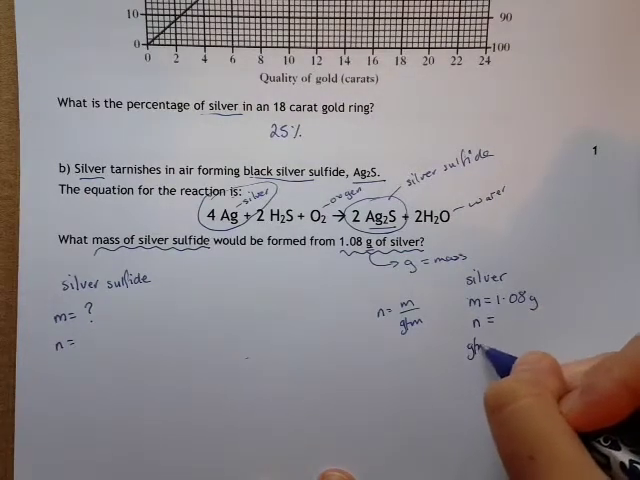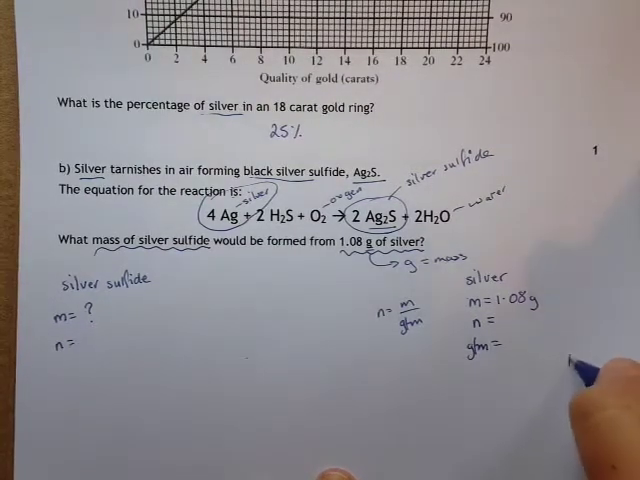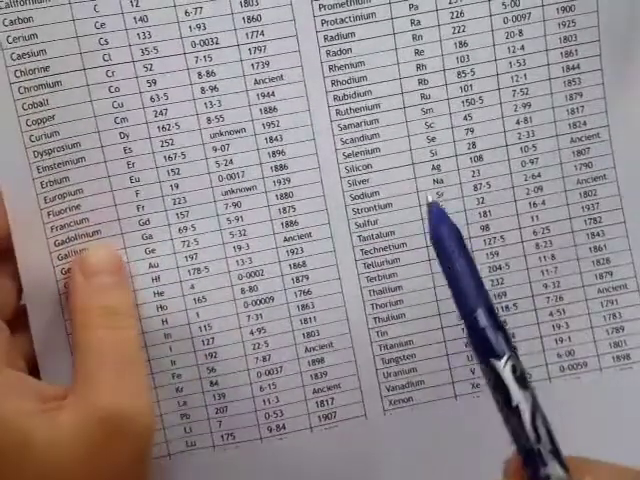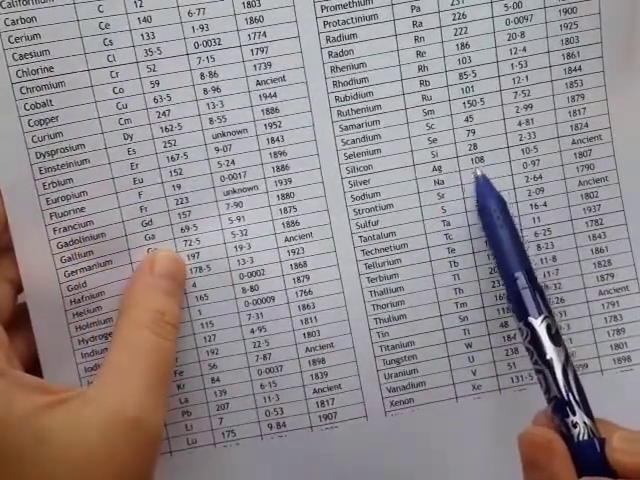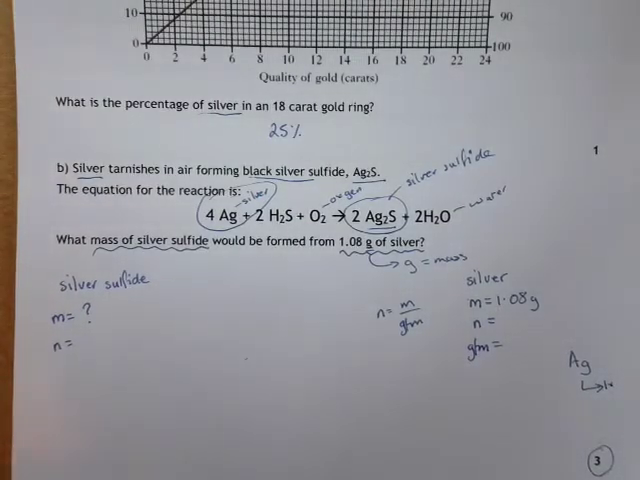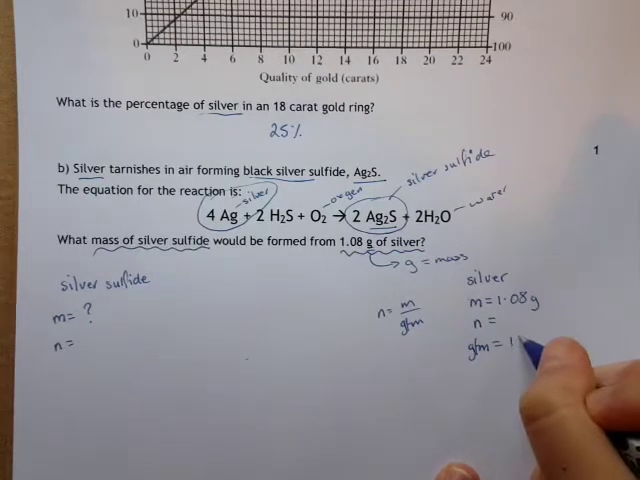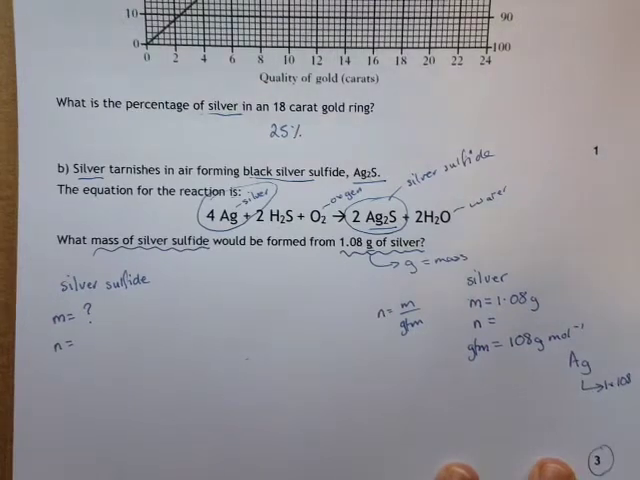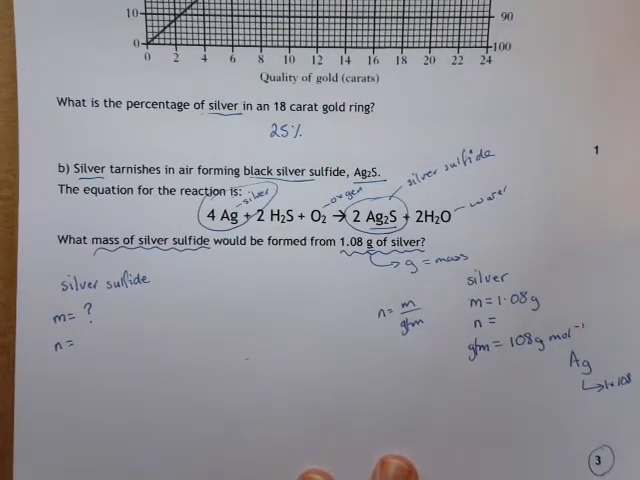So I'm going to finish off my data column with my GFM. So silver is just going to be 1 times the relative atomic mass of silver, which is, again, you need to look in your data book for this. So silver is going to be way down here, and it has a relative atomic mass of 108. So GFM of silver is just 1 times 108, so that's 108 grams per mole. So remember, the GFM is the mass of 1 mole.